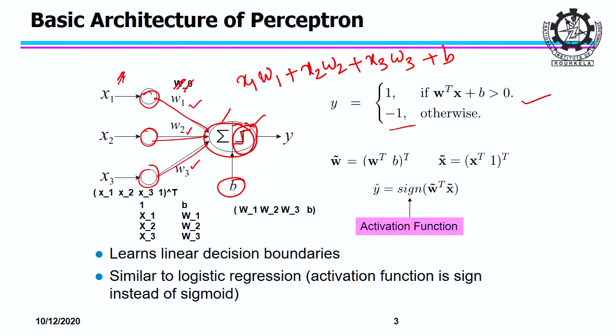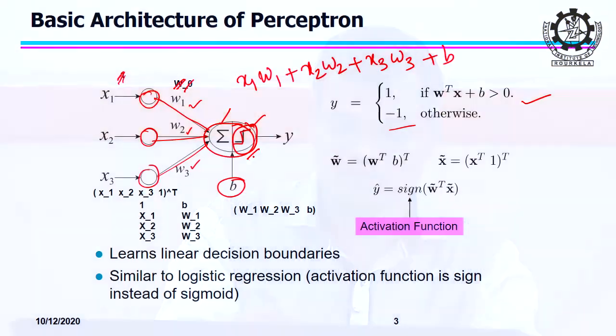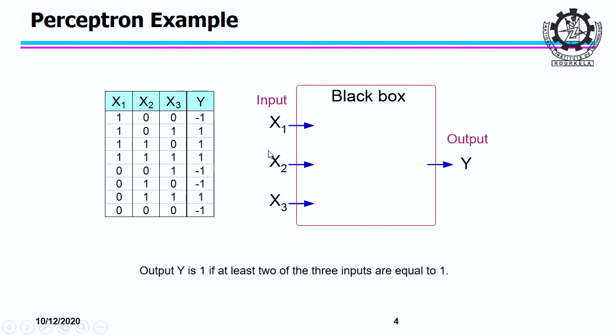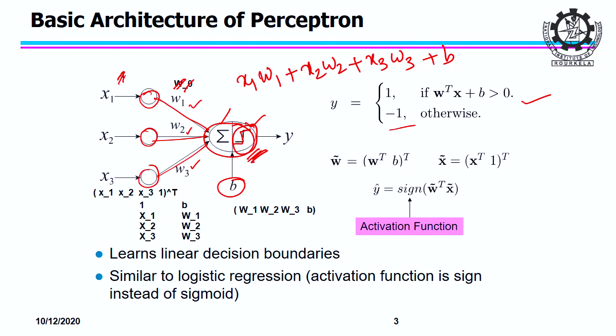What does the processing unit do? It does computation, that means summing up, and then the sign unit converts that into either plus 1 or minus 1. Now we will learn why it is written like that. See, x1, x2, x3 are written as a column vector. So that is x1, x2 and x3.